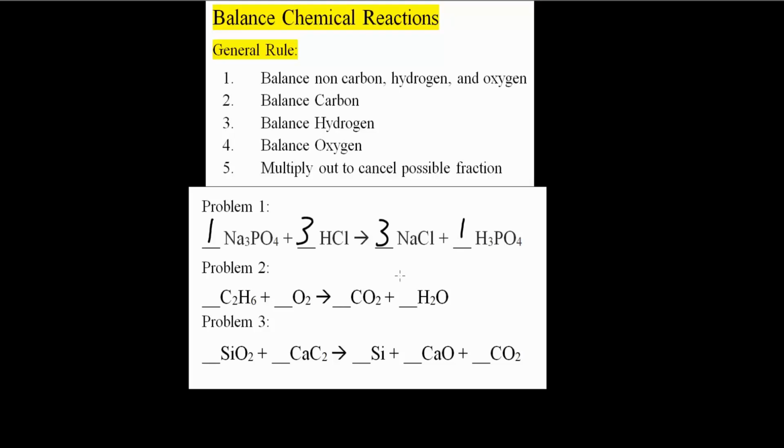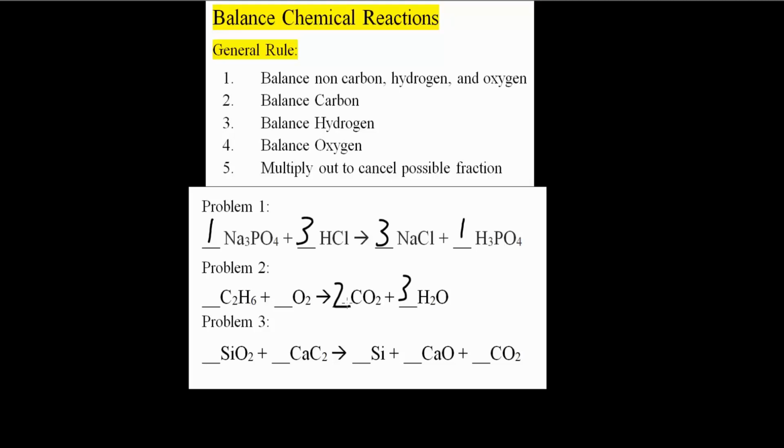Now let's do the second problem. So in the second problem, we only have carbon, hydrogen, oxygen. So it should be fairly simple. So we have 2 carbons here. Let's put 2 carbons here. So carbons are now balanced. Next, hydrogen. We have a 6 here. We have a 2 here. Let's put a 3 in the front. So 3 times 2 is 6. So now hydrogen is balanced.